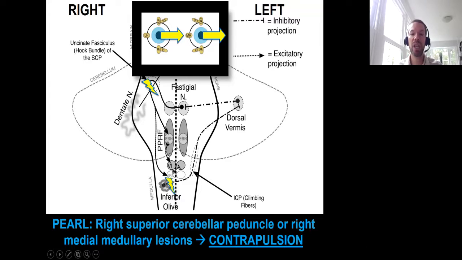So if you have a medial medullary lesion, you might also have upbeat nystagmus. If you have superior cerebellar peduncle lesion, you might have ataxia on the opposite side. That can help you to localize. You might have other oculomotor features that give you clues as to where the problem is.